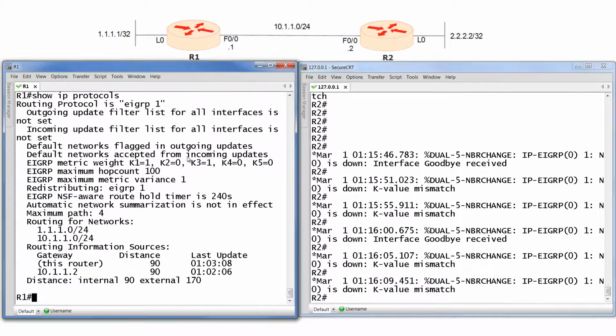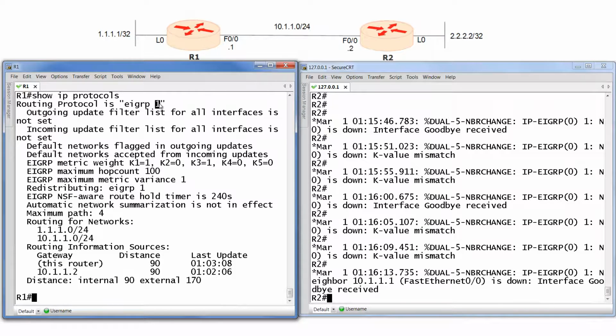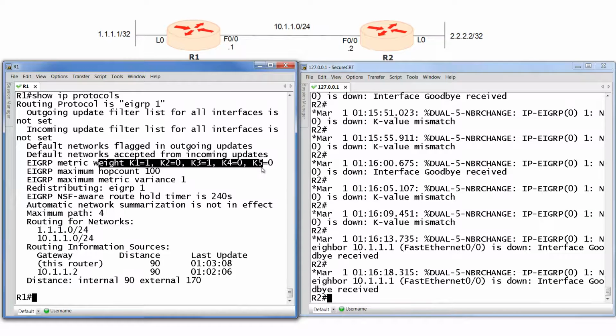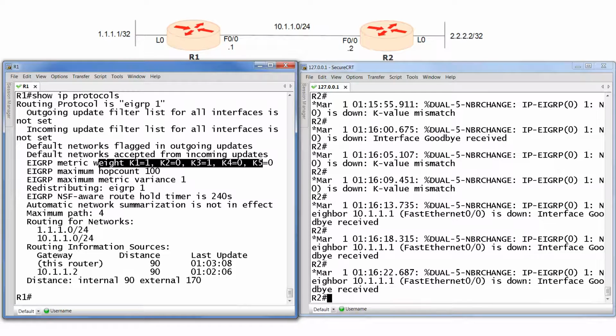To summarize, please remember: AS number, networks, of course IP addresses, interfaces, and K values. This is what you have to check if you want to make sure that your EIGRP neighbors are formed.